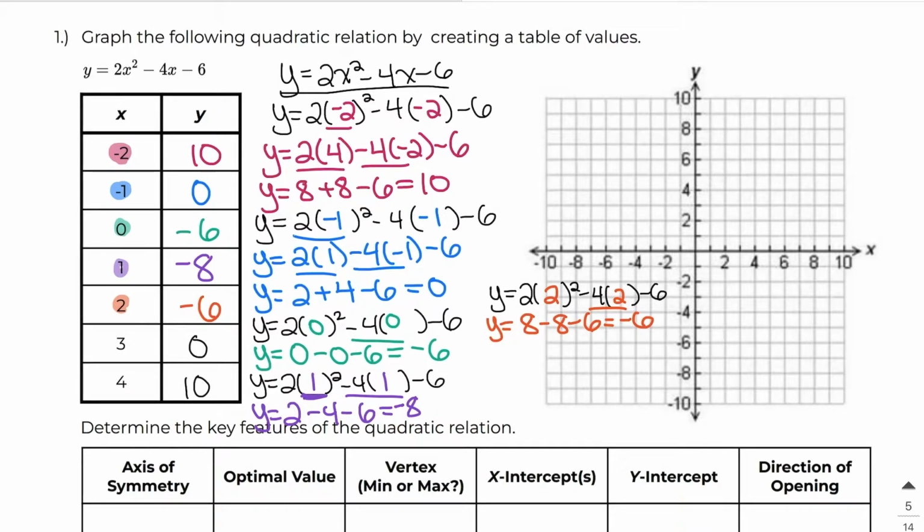Okay? So now let's go ahead and graph out this parabola. So this is literally my coordinate. So it means negative 2, 10. So I'm going to go to negative 2 on the x-axis right here. And then I'm going to go to 10 on the y-axis. And then I'm just going to put a dot right there. So this is negative 2, 10.